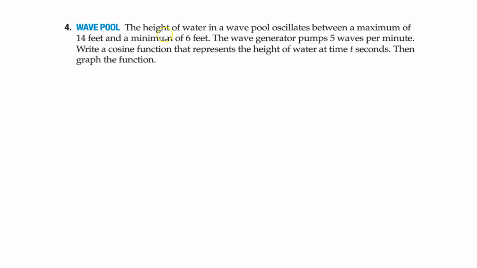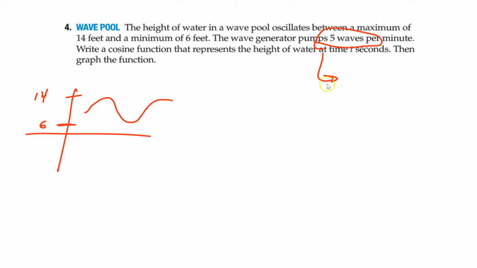Water pool. The height of the water in a wave pool oscillates between a max of 14 feet and a minimum of 6 feet. So let's graph that real quick. So my max is 14 and my min is 6. So I'm going to make my waves and kind of go like this in between those two. The wave generates 5 waves per minute. Write a cosine function that represents the height of the water at a time t seconds.